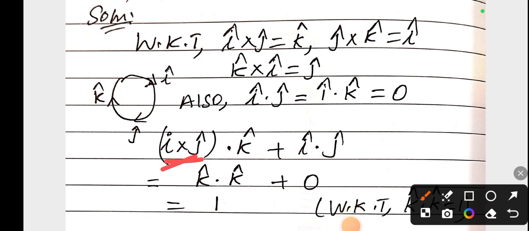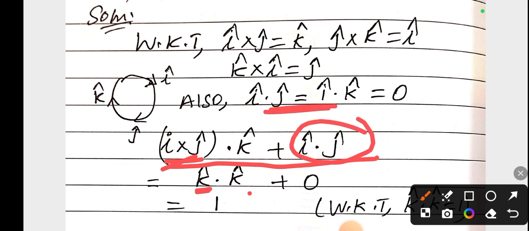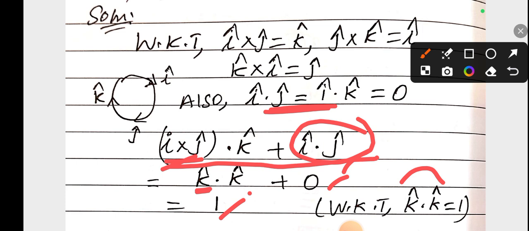This is what they have given: I cross J dot K plus I vector dot J, only they have given in the question. Easy. I cross J is K. Then dot K. I dot J value is 0. Now we saw that the dot product of different axis caps gives 0. K cap dot K cap is magnitude of K squared, that is nothing but 1. So 1 is the answer.